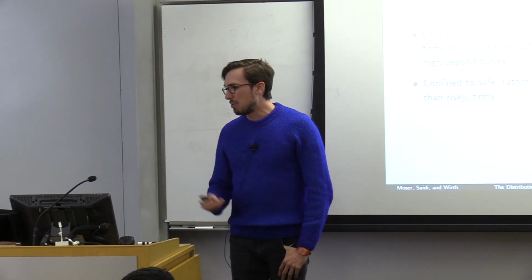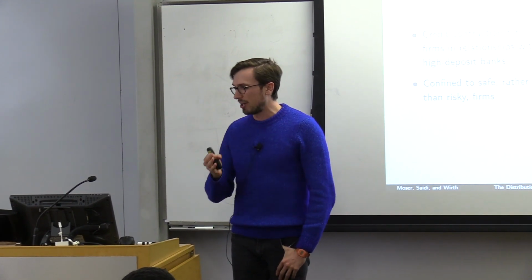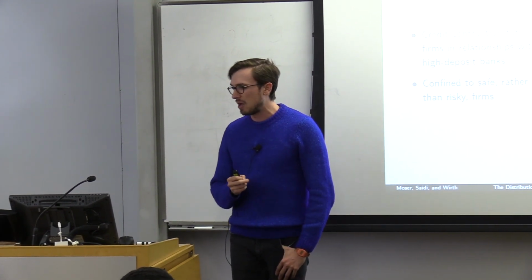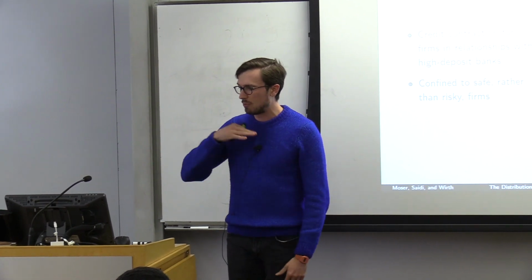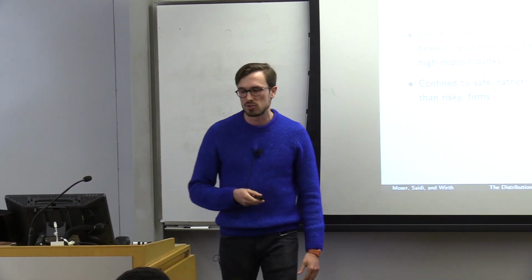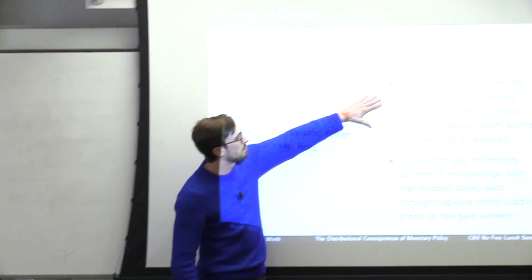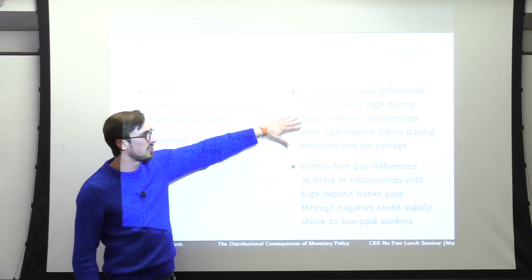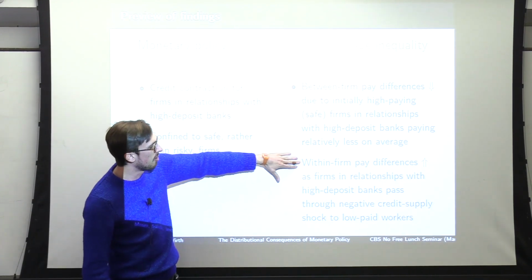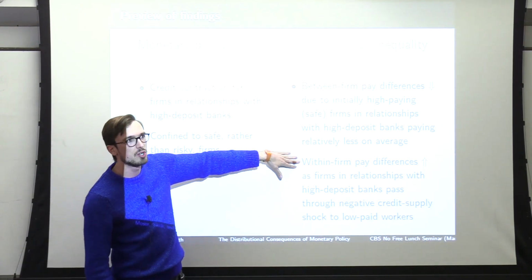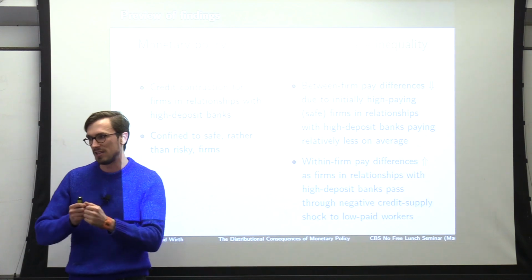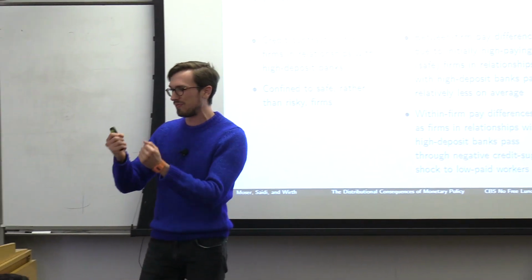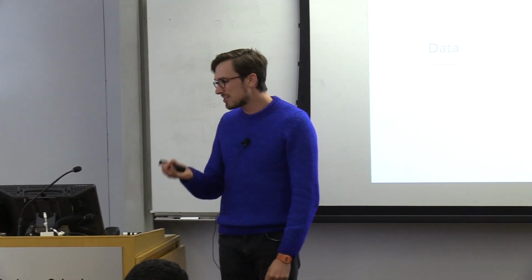So, preview of findings: we find a negative credit contraction, a negative supply of credit shock, in response to the negative rates in the Eurozone. And then we find interesting responses. We find that firms become more similar in how much they pay, but within-firm pay differences go up, meaning there's more equality within the firm now. How does this come about?